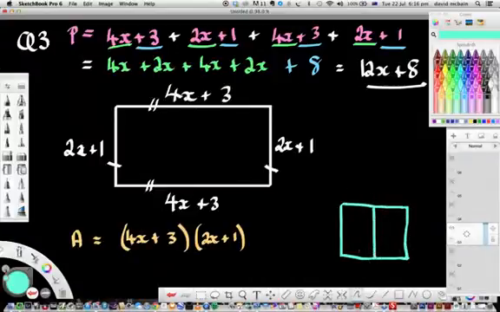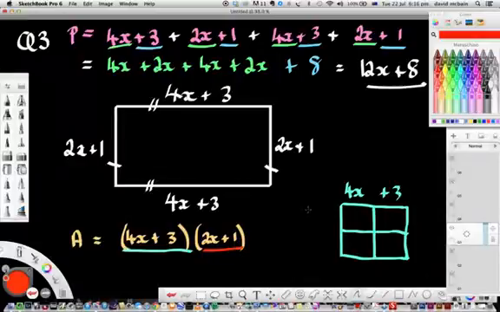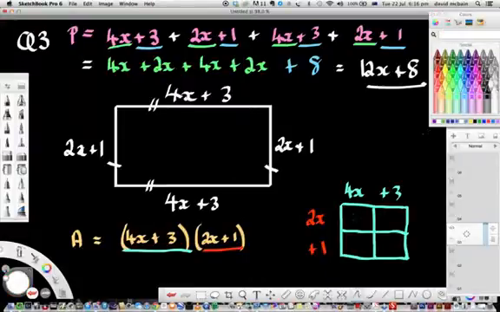Remember, it's a 2 by 2 bracket, so we need a 2 by 2 square. So for 4x plus 3, we'll write the 4x plus 3 along the top, and the 2x plus 1 we'll write down the side. So 2x plus 1.